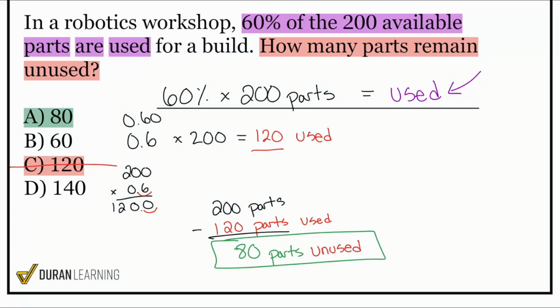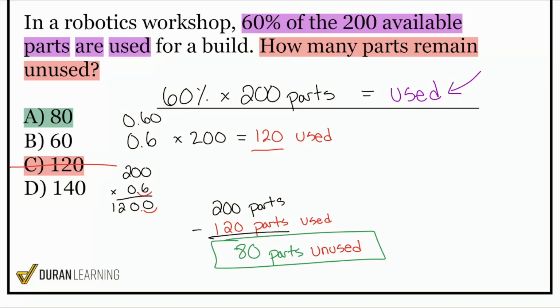Sweet, sounds good. So let me show you the other way that we could have done this. The other way could have been, let's say that you realized from the very beginning that they asked you how many parts remain unused, and you knew that the 60% represents the amount that was used. If you would have realized that, you can use your knowledge of percentages. Quick question, everybody. What percentage represents the entire thing? All of it, the total? Oh man, y'all are good. Yeah, the percentage that represents the total, the whole amount, is 100%.